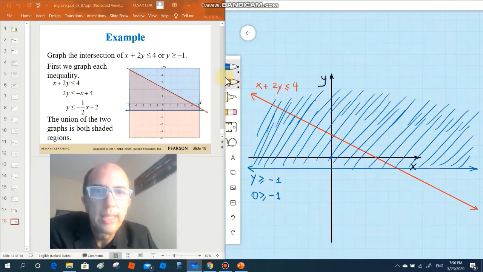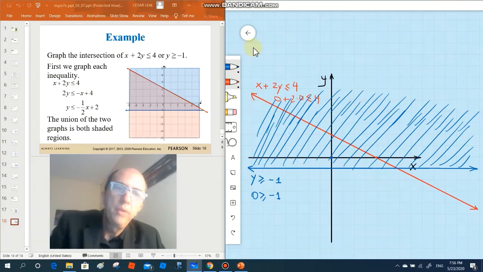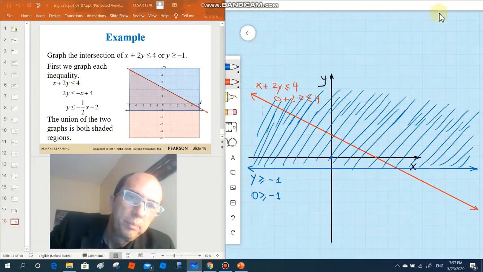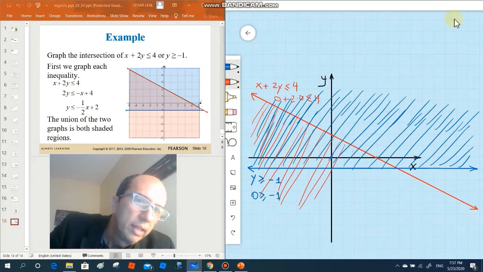And let's test now this one here for (0, 0). 0 plus 2 times 0 is less than or equal to 4. That means 0 is less than or equal to 4. Is that true or false? True. That means the area that contains the point (0, 0) is going to be shaded. Here, the point (0, 0) is here, shaded.